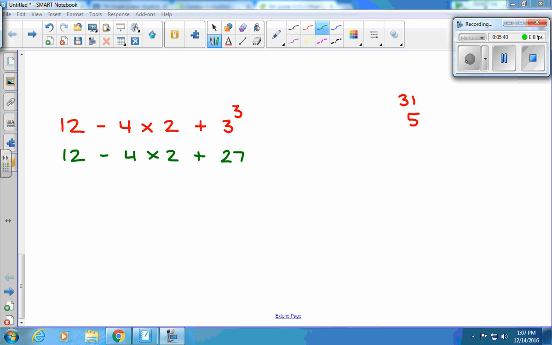Then the next step says, we've done parentheses, we've done exponents, now we're going to do multiplication. I'm going to do 12 minus 8 plus 27. The rule says you go left to right. What's 12 minus 8? Anyone? 4. What's 4 plus 27?